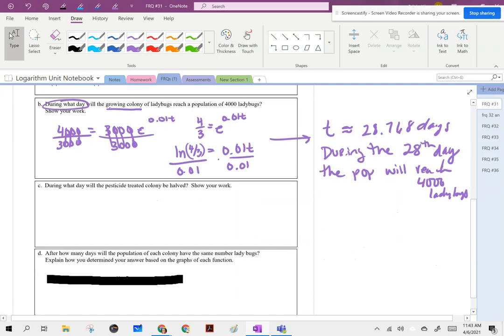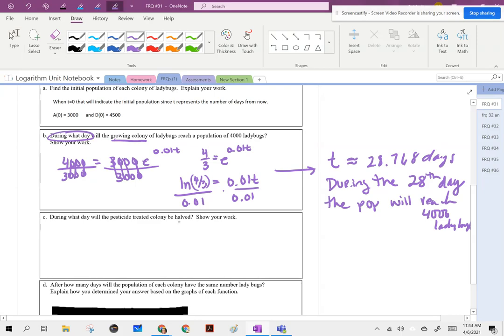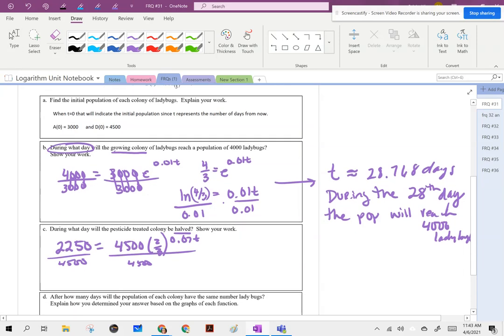Okay, on C. We're going to do the same thing, but when it says when is it going to be halved, what we want to do is take half of 4,500, that was the initial population, and we want to know when it's going to be half that. So 2,250 is equal to 4,500 times 2/3 to the 0.07T. Then when we divide by 4,500, that's just going to give us 1/2.